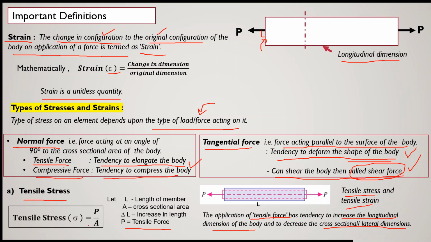Then the tensile stress symbol will be sigma is equal to P by A. So tensile stress is tensile force upon the area on which it is acting. So that is the lateral area.